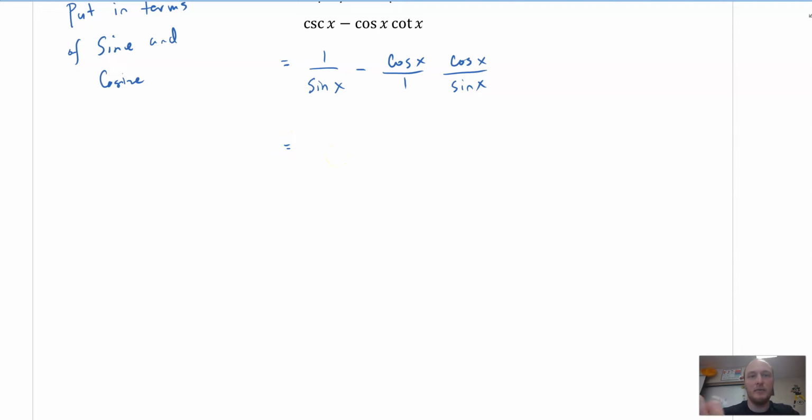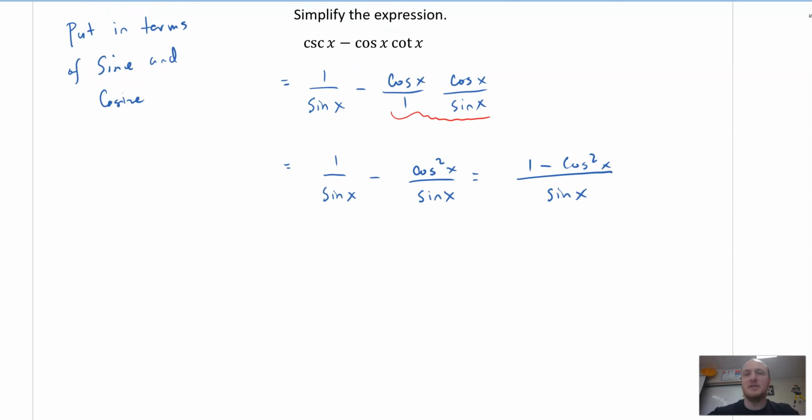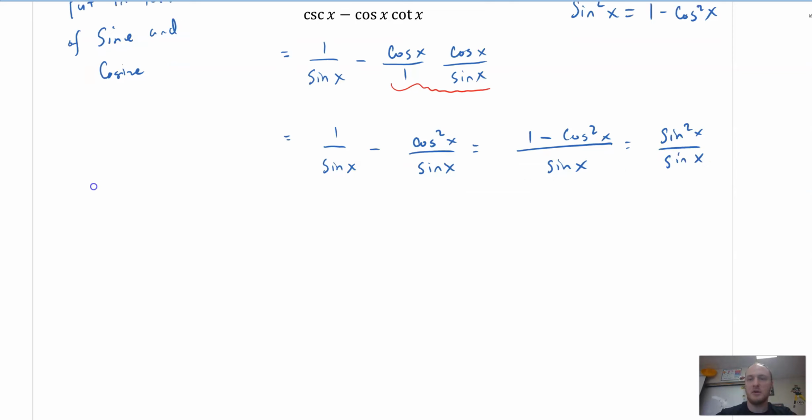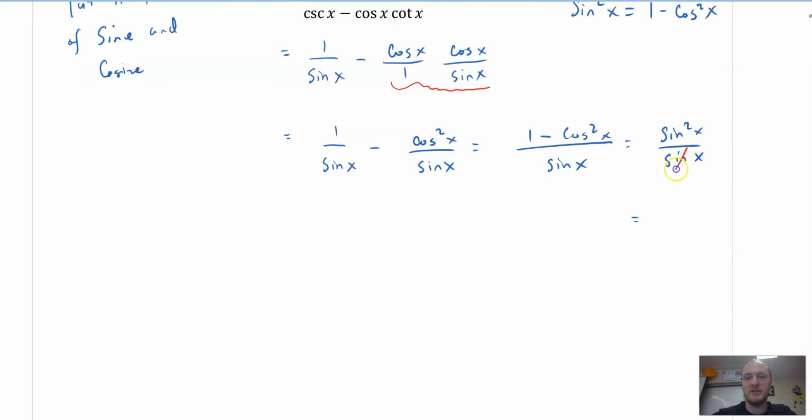Well, I'll combine these two. So that gives me 1 over sine of x minus cosine squared of x over sine of x. And hey, common denominator, I can add these. This is 1 minus cosine squared of x all over sine of x. And didn't we say that sine squared of x is equal to 1 minus cosine squared of x? That should seem familiar. So I have sine squared of x over sine of x. Again, we have some cancellation. This cancels with this, and you get sine of x. There's your answer.